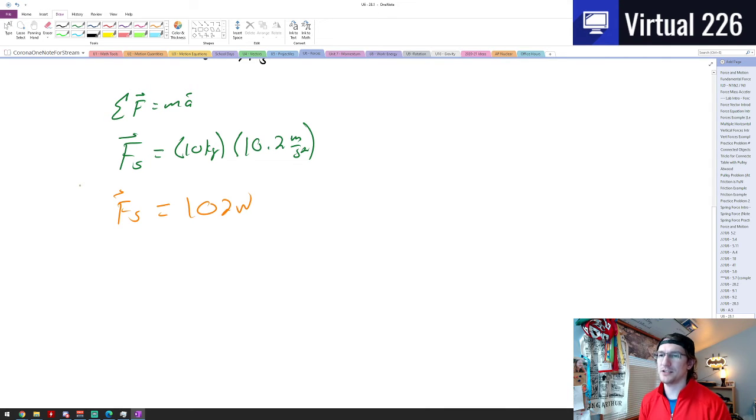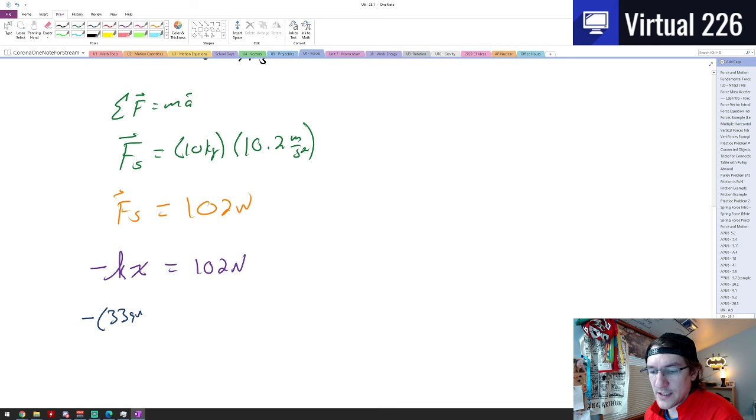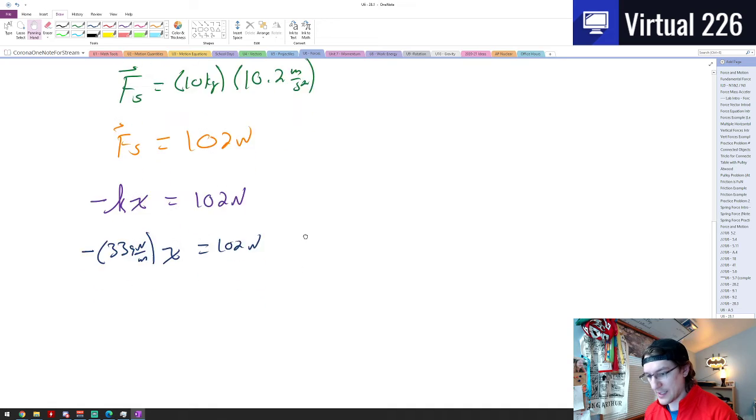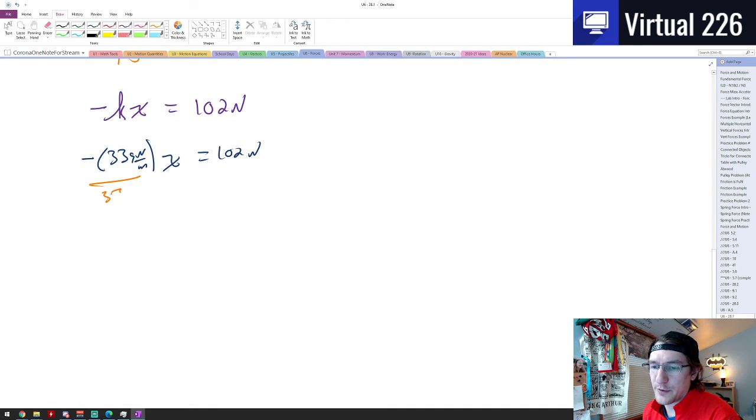We want the compression distance, and that means we need to use Hooke's law here. With Hooke's law, a spring force is equal to negative kx, where k is the spring constant, a property of the spring itself, how it was built, its thickness, the number of coils, the material, multiplied by some elongation or compression distance, and that will equal some amount of force, the 102. In our case here, we know what k is. We know k is 339 newtons per meter. So negative k times x equals 102 newtons.